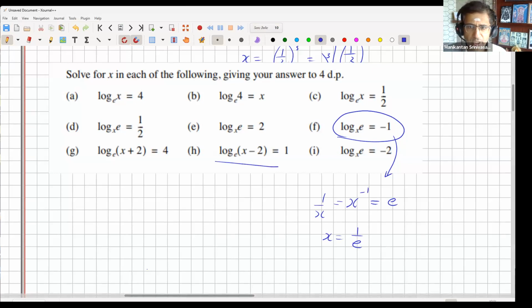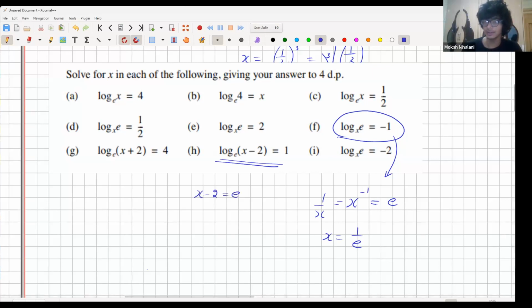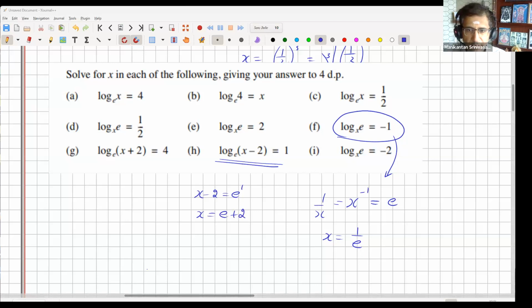Okay. All right, Moksh, can you tell me the answer for this one? Log of x minus 2 to the base e equal to 1. It means e raised to 1 equals x minus 2. So just x minus 2 equals e. So x equals e plus 2 or 4.718. Yeah, approximately 4.718. Perfect. Okay. All right, let's move on.